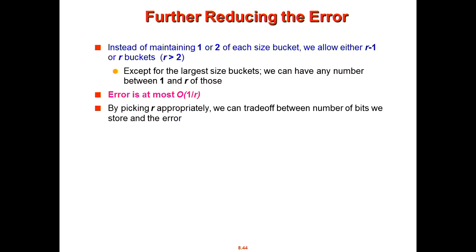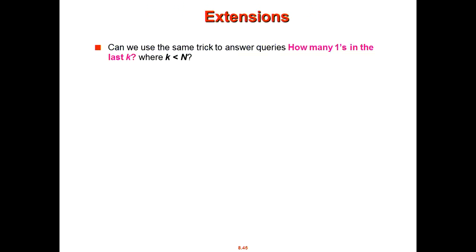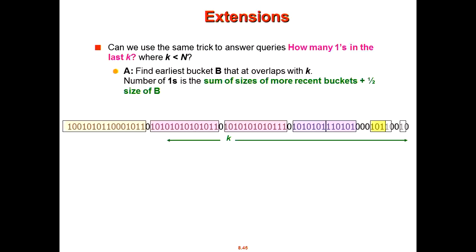This is about how to improve the algorithm. We can further reduce error to any precision, just by increasing the space cost. An extension is the question about how many 1s are in the last k within the most recent n bits. Well, it's just a modification of the DGIM algorithm.